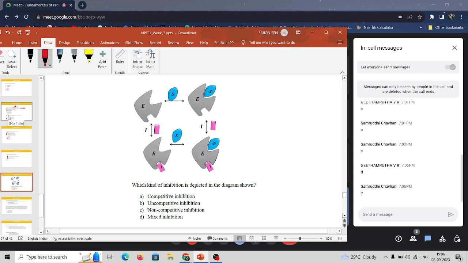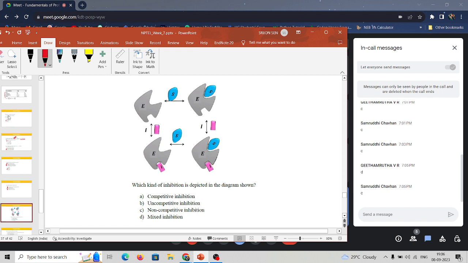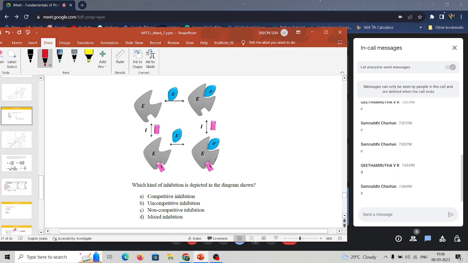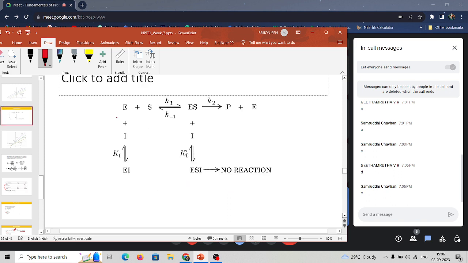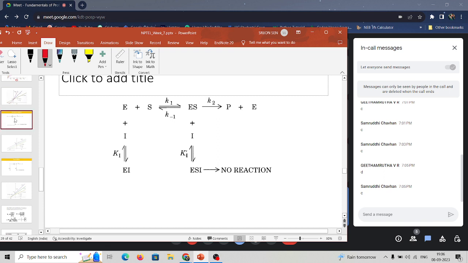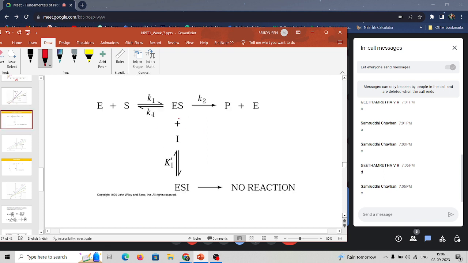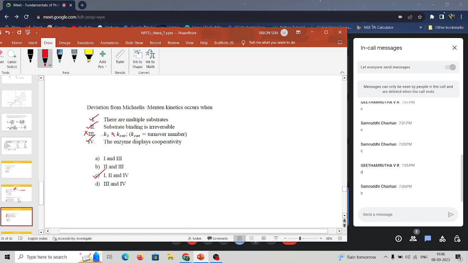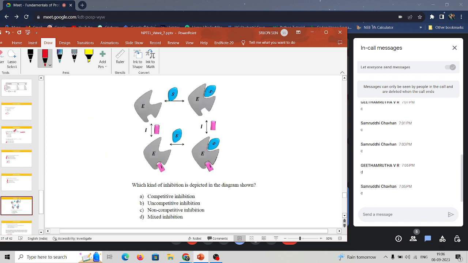Okay, so someone has said D, someone has said C. So what do we see over here? Let's go and check it out. We have the enzyme, the enzyme substrate, and the two inhibitors. So it can bind to your enzyme as well as your enzyme substrate. What do we see over here? It can only bind to your complex. Okay, so from there, what can you tell which one is correct?